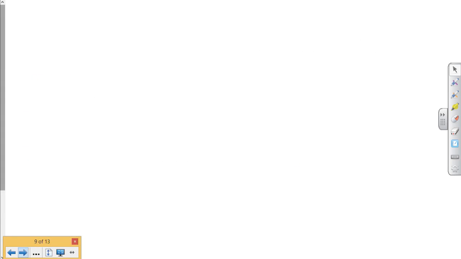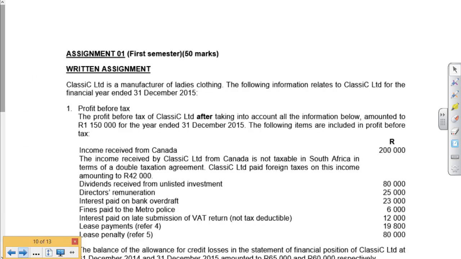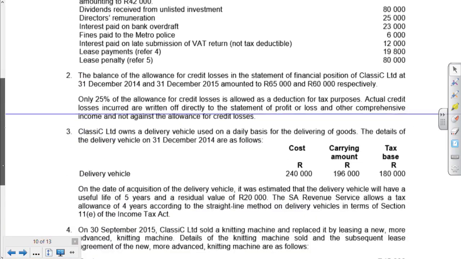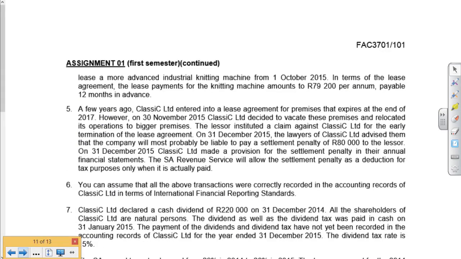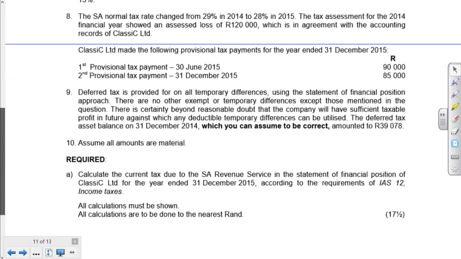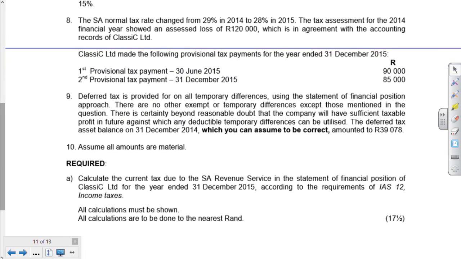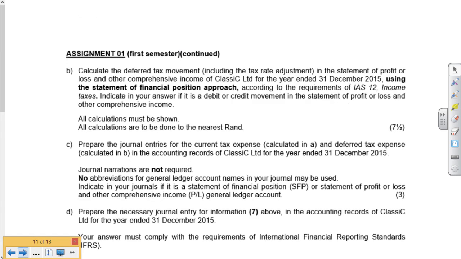So let's have a look at where we are with this assignment. We started lecture 1 by doing this current tax calc, and the current tax calc was for 17.5 marks. Yeah, it was quite a long calc. Current tax calcs are usually about a page long. Do you agree? I would always leave a whole page for current tax calcs.